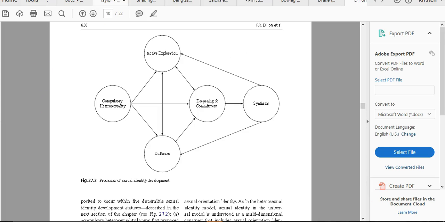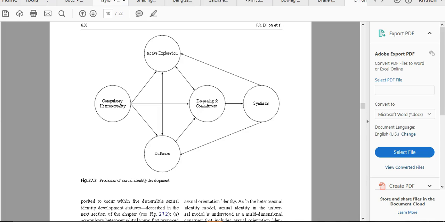Synthesis is the final status, and that's really the congruent overall self-concept. It's important to note that this is not permanent. The authors posit that this is potentially the most mature and adaptive status, where your individual sexual identity, your group membership identity, and your attitudes towards the dominant and the marginalized groups merge into an overall self-concept, which is a conscious one and a congruent one. But again, this is posited to be fluid and may change over the course of a lifespan.